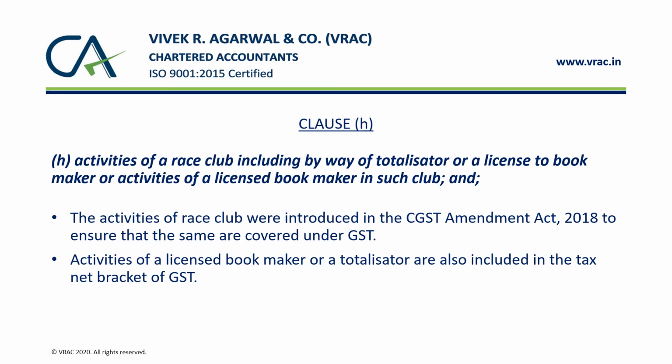Coming to clause H, which reads as follows. Activities of a race club including by way of totalisator, or a licensed bookmaker, or activities of a licensed bookmaker in such club. The activities of race club were introduced in the CGST Amendment Act 2018, to ensure that the same are covered under GST. Activities of a licensed bookmaker or a totalisator are also included in the tax net of GST.